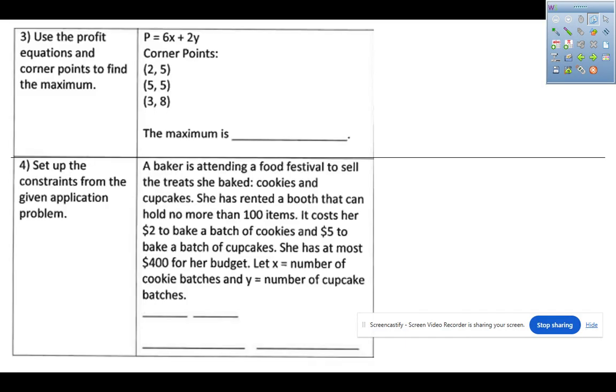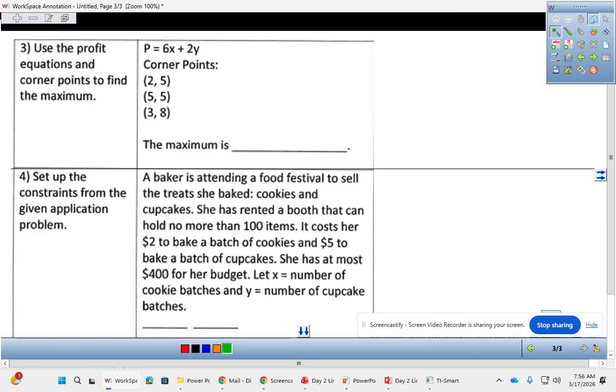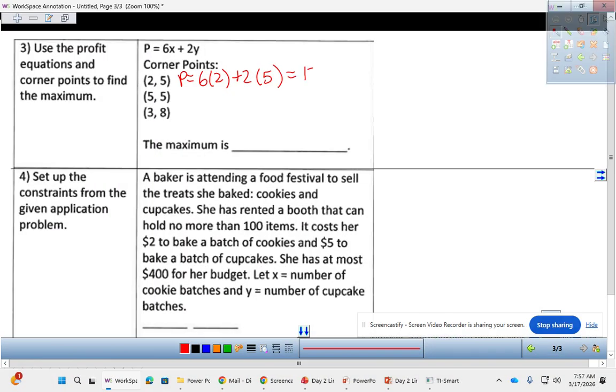Let's see. Use the profit equations and corner points to find the maximum. So I'm going to take this profit equation and I'm going to plug these in. So 6 times x, well x is 2, plus 2 times y, well y is 5. So I've got 12 plus 10. So the profit for this first point is 22. I'm going to do that for all of these.